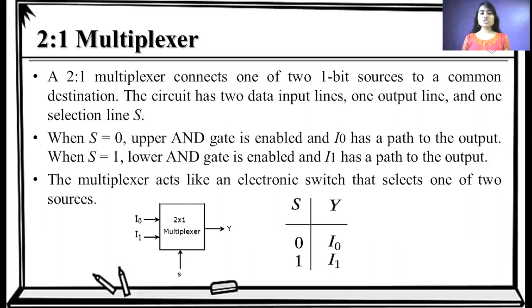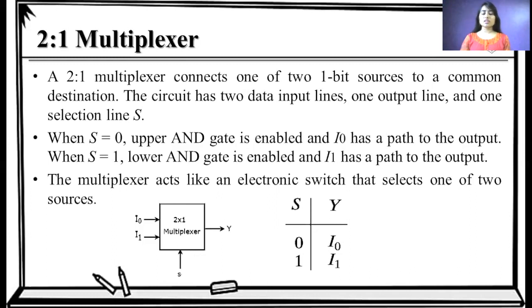Here we have a truth table for this 2-to-1 multiplexer. We have one selection line S. So this S has two values, either 0 or 1. According to this, we have the output: for S is equal to 0, Y is equal to I0, and for S is equal to 1, Y is equal to I1.